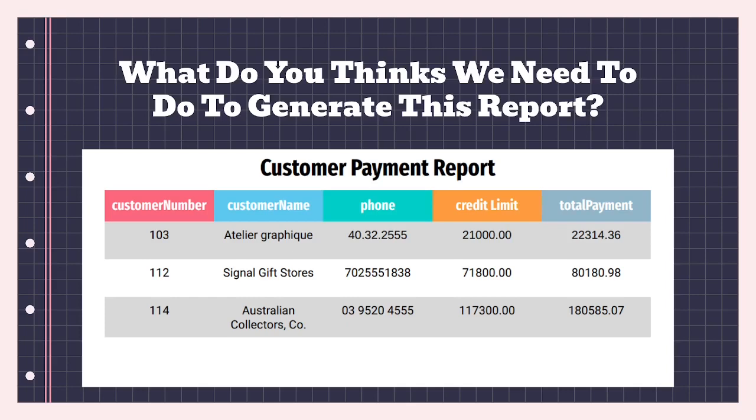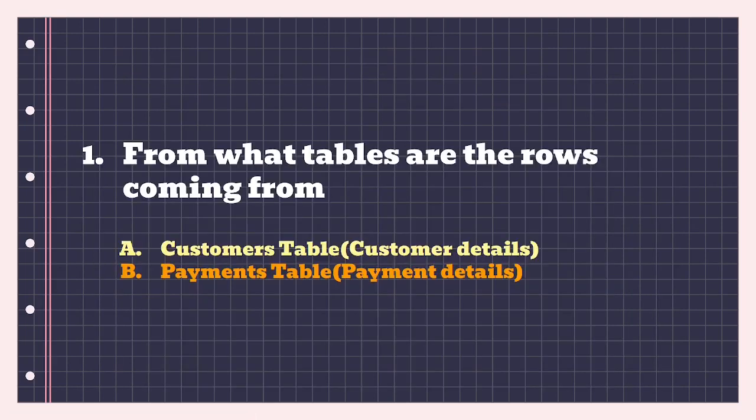One thing you might have noticed is that the payment information is coming from the payments table, and the customer information will be coming from the customer table. So these are two different tables, and you need two different tables in order to generate this report. We need the customer table, where we are going to get the customer name, the customer phone, and all that customer information. We also need the payments table, where we are going to get the payment information from.